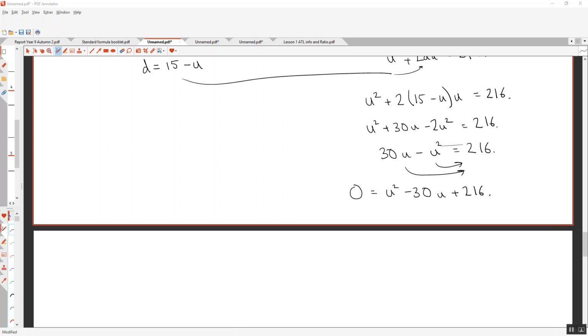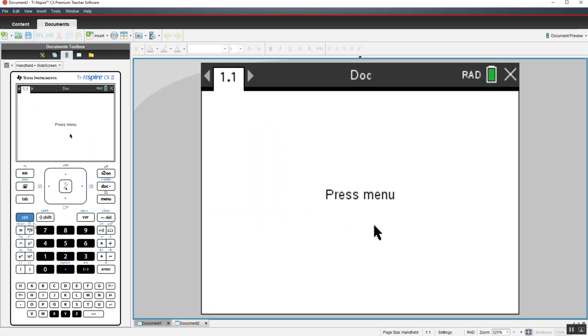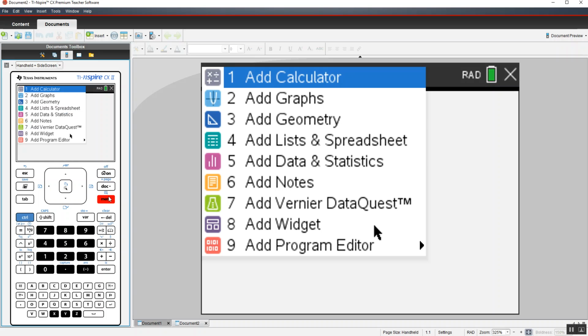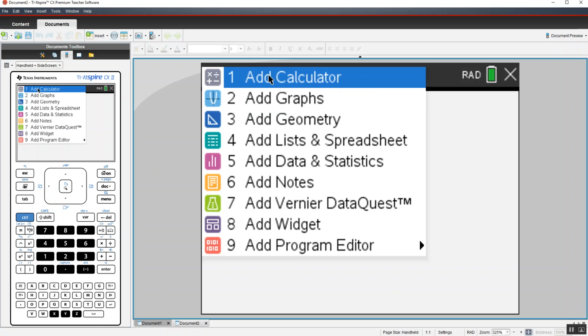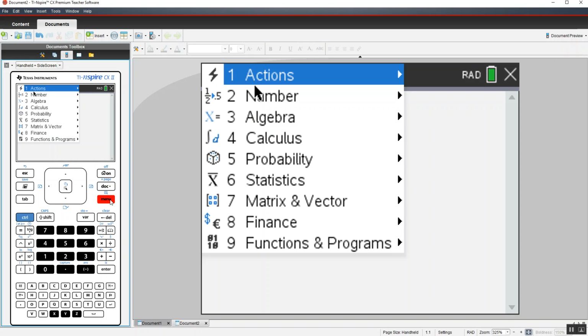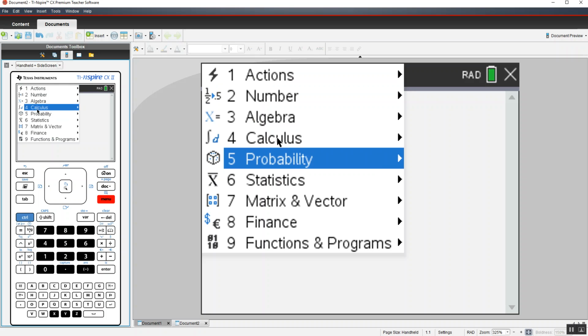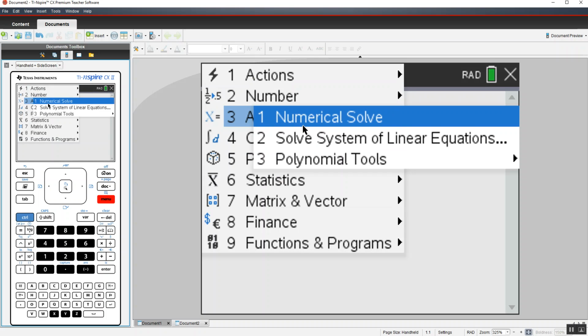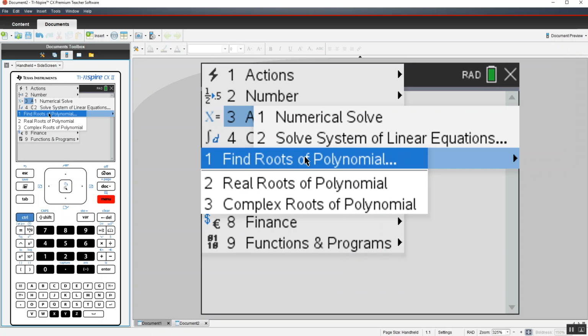So on your TI-Inspire, this is your TI-Inspire. I'll do it on the TI-84 as well in a sec. Sorry, it's been about a month since I've done this, so I've forgotten already. You just want the regular calculator part, and I am going to go to menu, and then you go to algebra, polynomial tools, and then find roots of polynomial, okay?